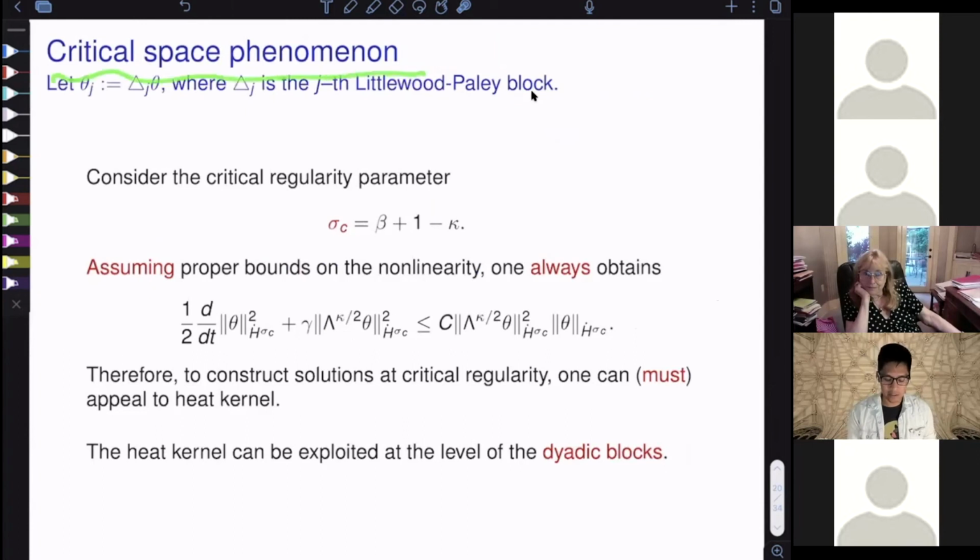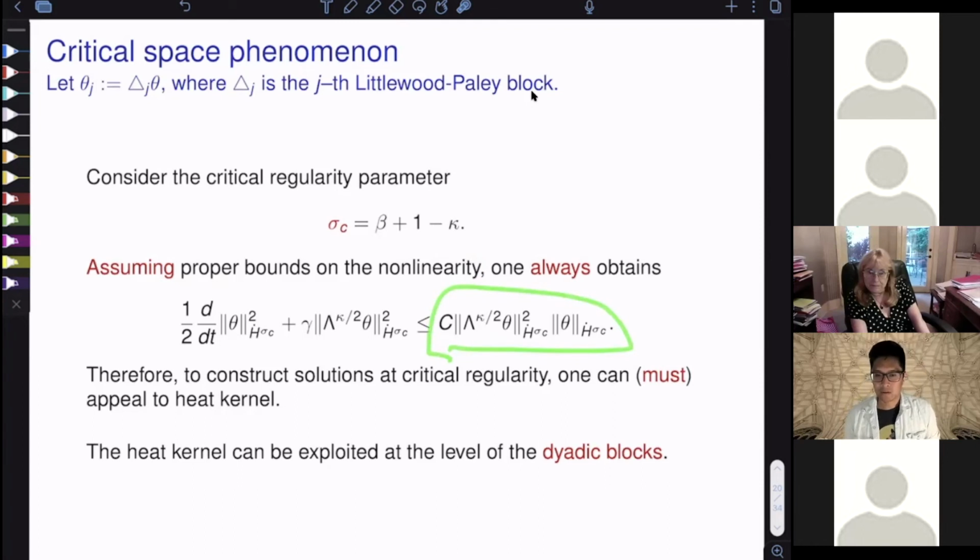This is what typically happens in critical spaces. When one does energy estimates, assuming that you have the proper bounds on the nonlinearity, one always ends up with estimates of this form. Notice we're performing this estimate at the critical regularity, and one has a square on the dissipation, right? And so really the only way to deal with this is by borrowing from the heat kernel somehow.